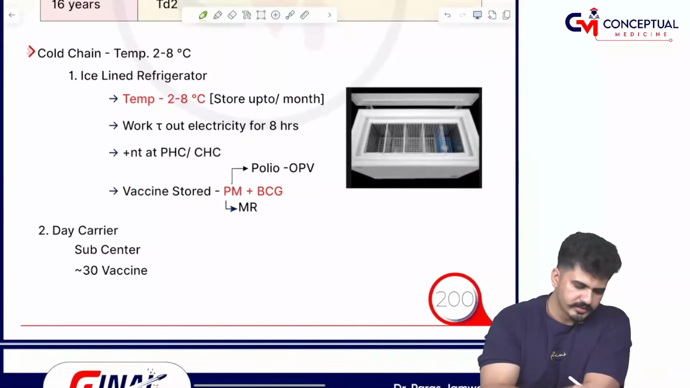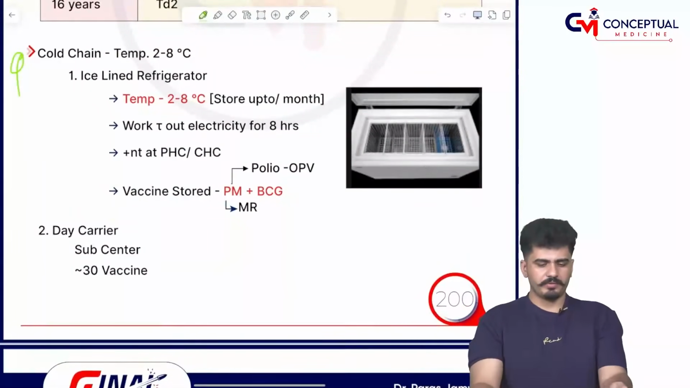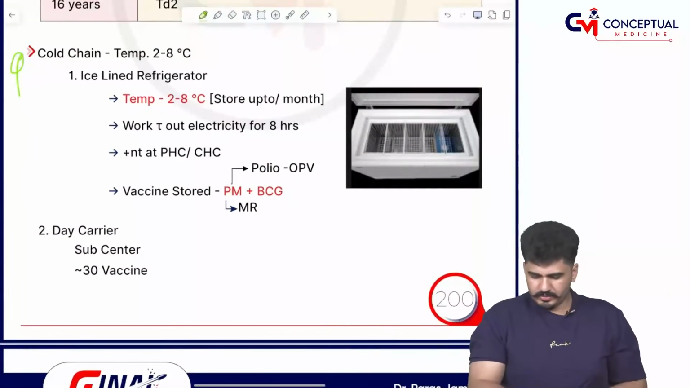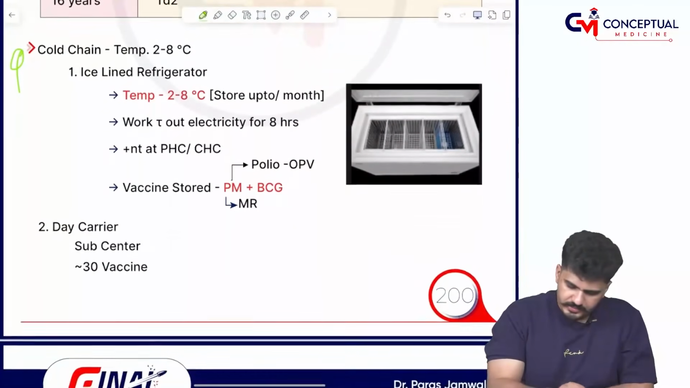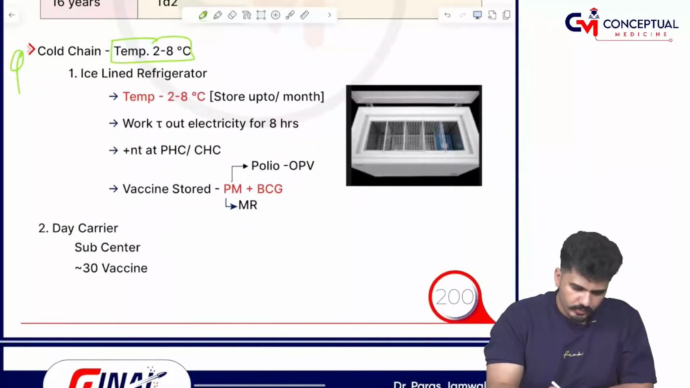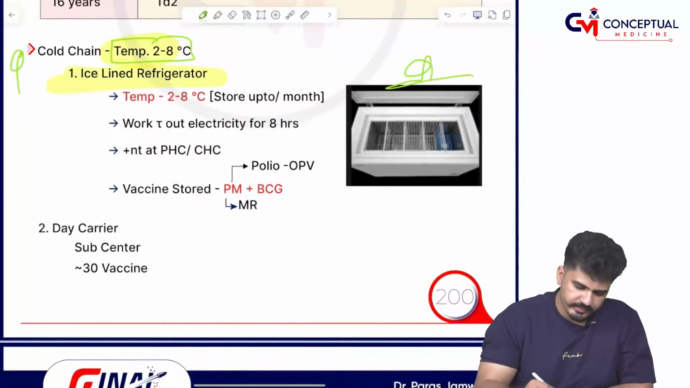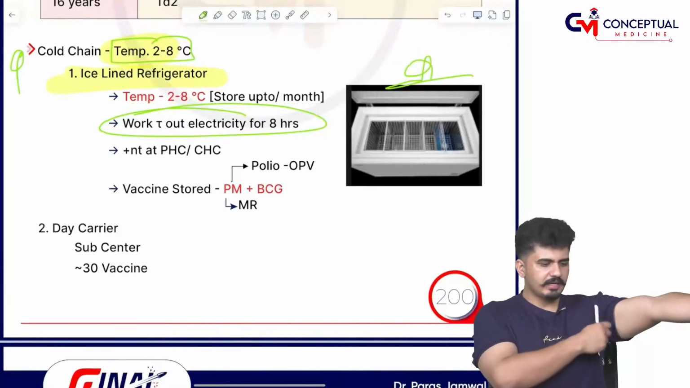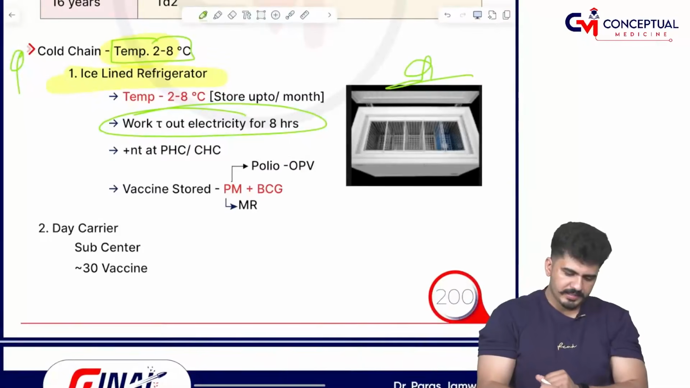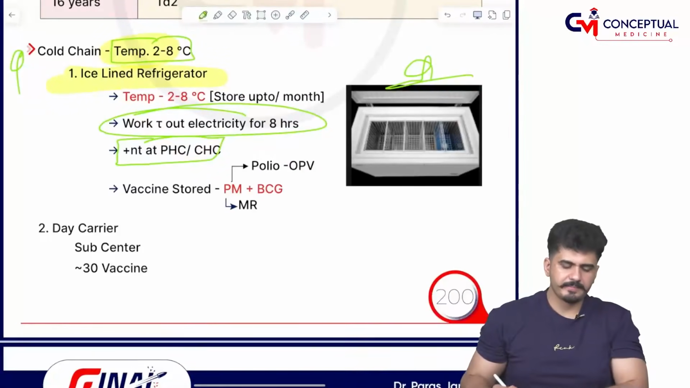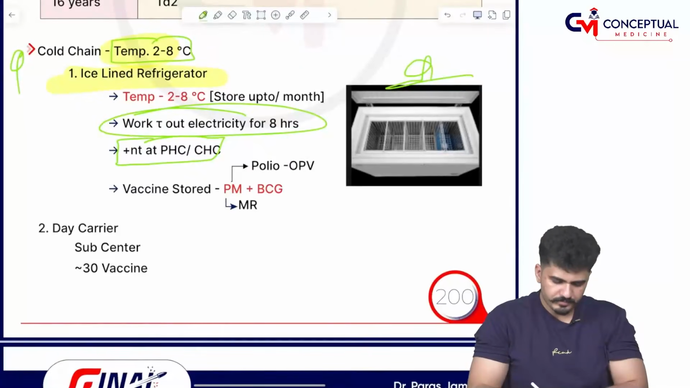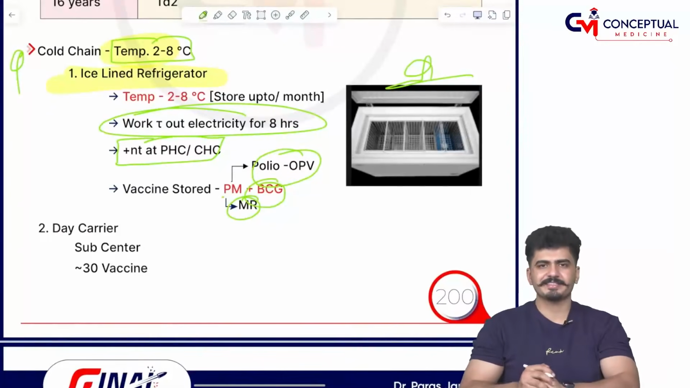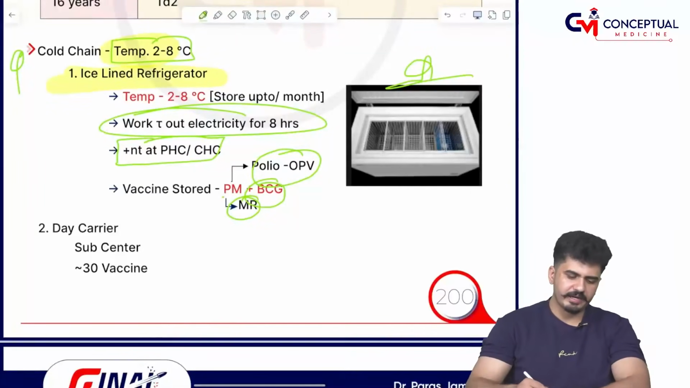Okay. Now cold chain, let's talk about. What is this cold chain? Important topic for your exams, sir. Cold chain, the temperature is 2 to 8 degrees Celsius. There is an ice-lined refrigerator, which works without electricity for 8 hours, present at PHC and CHC. Vaccines stored here are MR, BCG, polio, PV. These kinds of vaccines are stored in this ice-lined refrigerator.